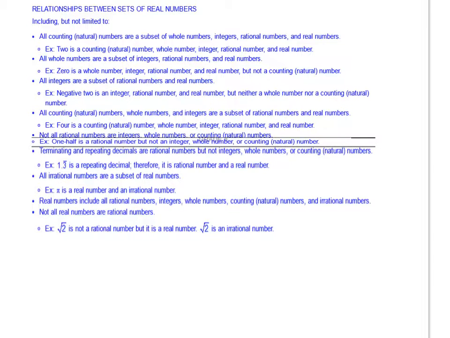Real numbers include all rationals, all integers, all whole, all counting, and all irrational. Not all real numbers are rational, though. Example, the square root of 2. The square root of 2 is not a rational number, but it's real. The square root of 2, therefore, must be irrational. Okay, let's move right along.